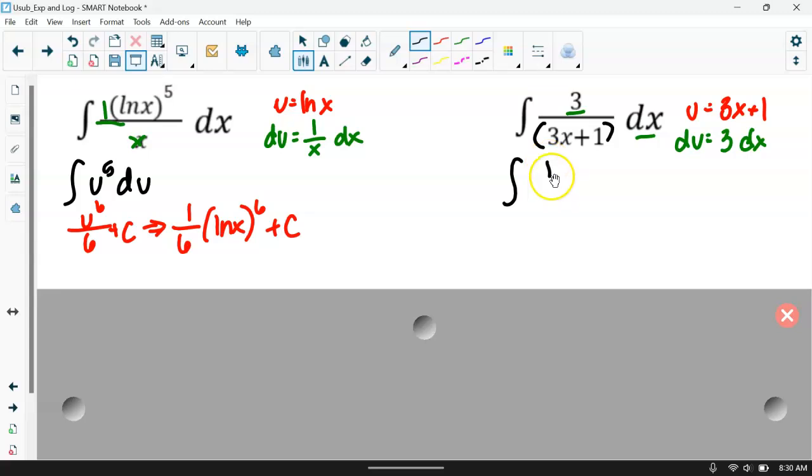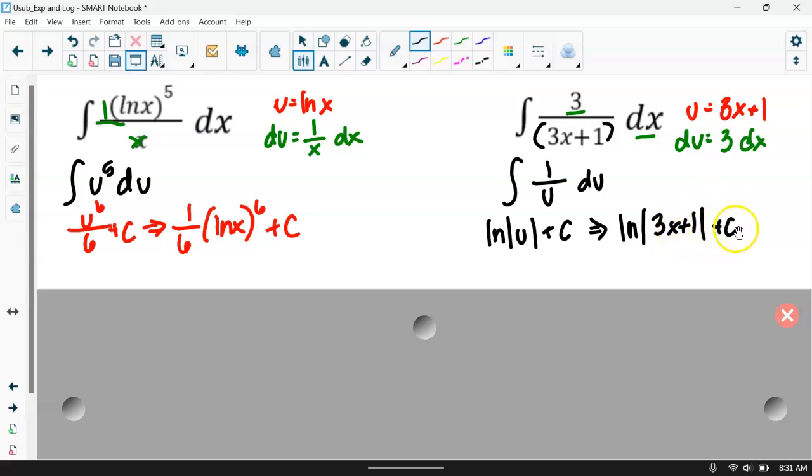So this is 1 because we replaced 3 here, right? Remember that? So 1 over u because it's in the denominator here, du. Now remember, what is the integral of 1 over u? Like 1 over x. Natural log, but remember natural log of the absolute value of u plus c. So here, after substituting back, this is the natural log of the absolute value of 3x plus 1 plus c.